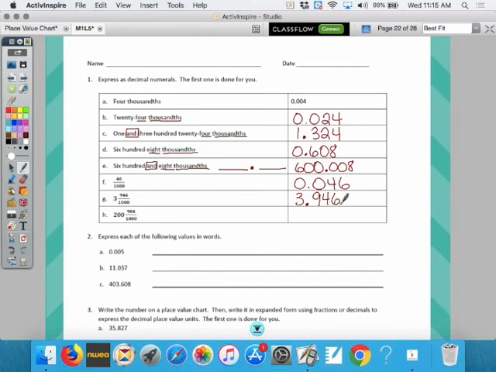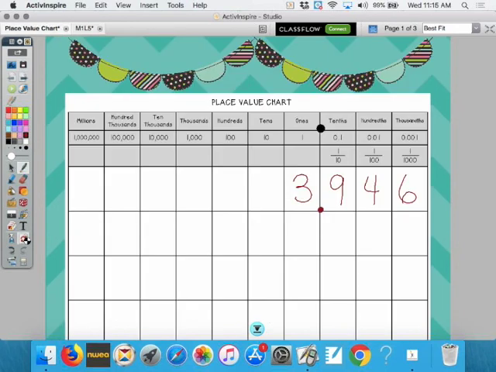Okay, the next one. What's your whole number? 200. So that goes where? In the hundreds place. Okay. How do you know it goes in the hundreds and not hundredths? Because it doesn't have the th. It doesn't have the and. Oh no, it's a whole number.